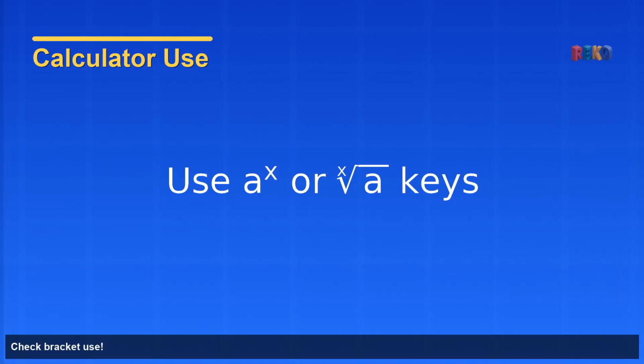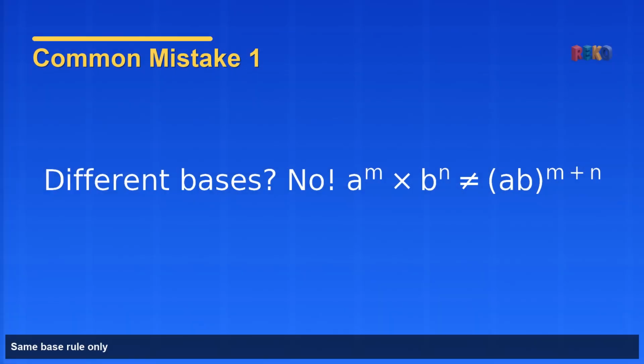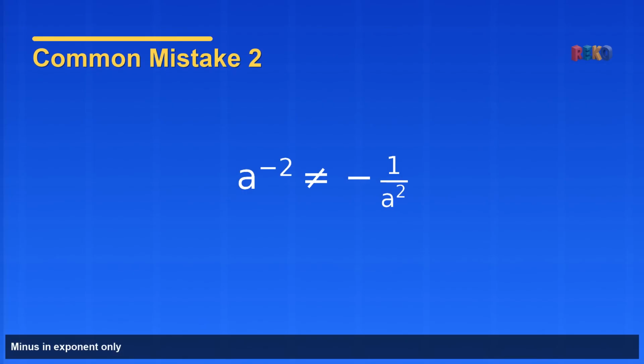Modern calculators have dedicated power and root buttons. Practice entering both positive and negative or fractional indices correctly. Don't apply index laws to different bases. 2 cubed times 3 squared is not the same as 6 to the 5th. A negative index does not make the whole number negative. It creates a reciprocal. Remember that the minus belongs to the index, not to the number.